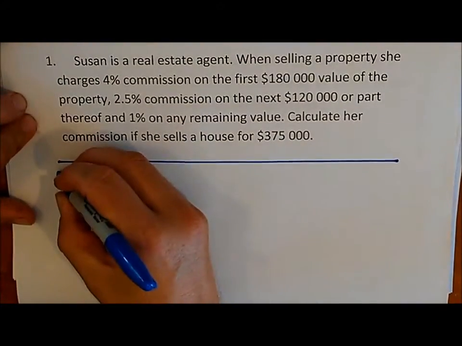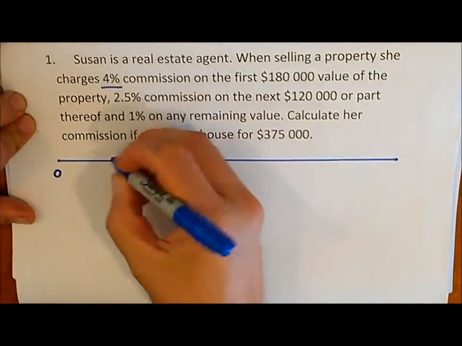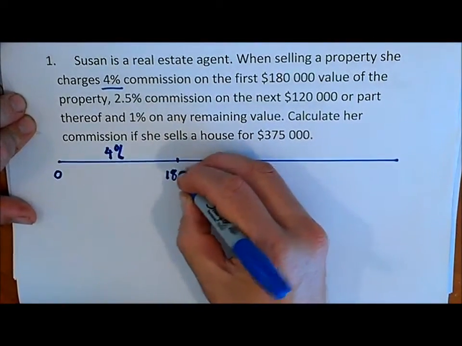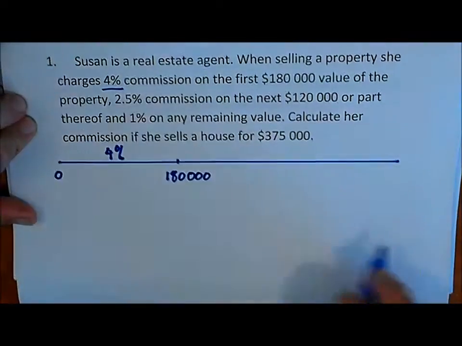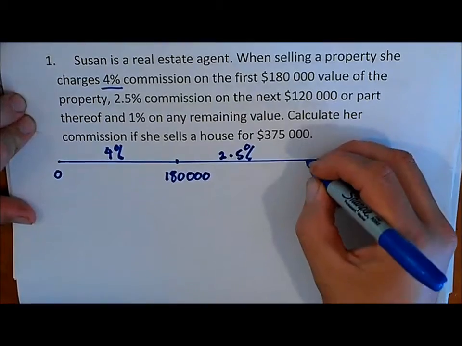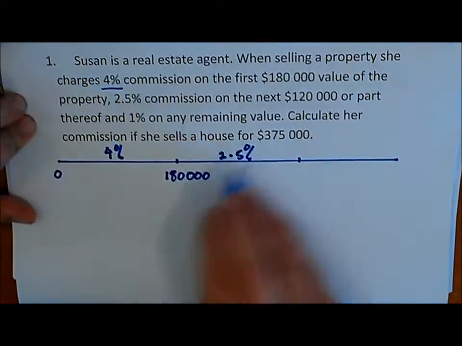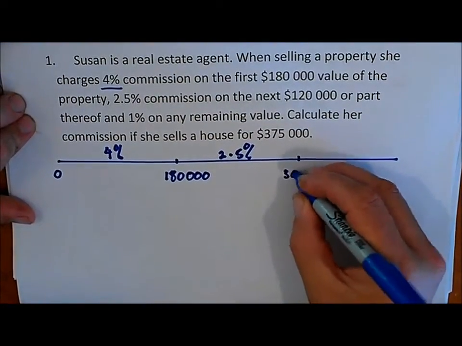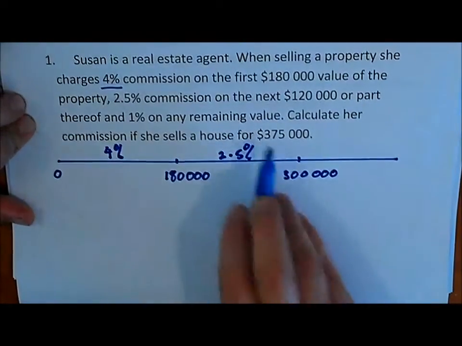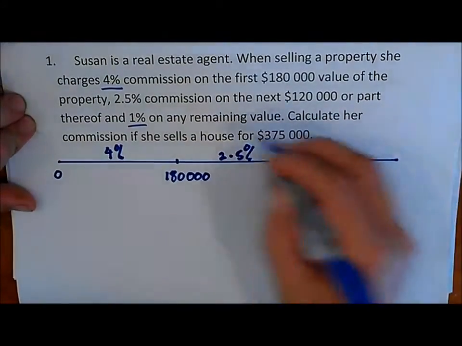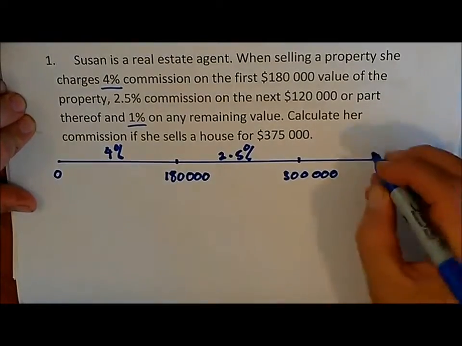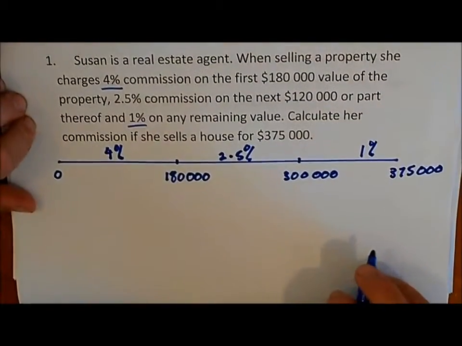So if we do that here, as we read, we see she gets 4% commission on the first $180,000, and gets 2.5% commission on the next 120,000. So up to here, 180 plus 120 takes us to 300,000. And finally gets 1% on any remaining value. So the house sold for 375,000, and there's 1% of any remaining.